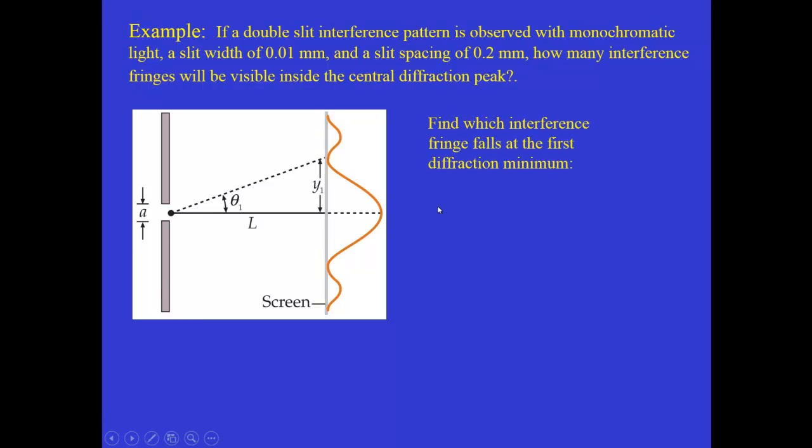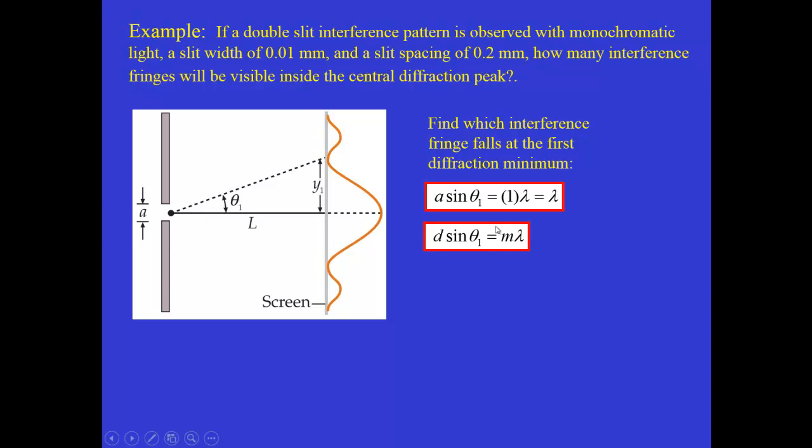How do we attack the problem? First, we use our equations for the location of the minima in the single slit pattern and the maxima in the double slit pattern to find out which interference fringe falls at the first diffraction minimum indicated in the sketch. That's easy because here's the equation for the first minimum in the diffraction pattern: a sine theta 1 is equal to lambda. That gives us the condition for this angle theta 1. Now we use the expression for the interference fringe maximum: d sine theta is equal to m lambda, where m is an integer.